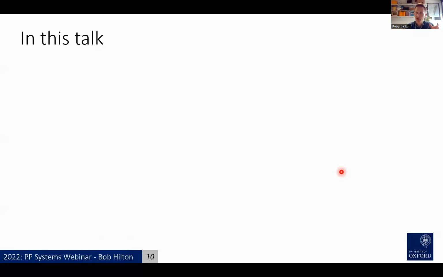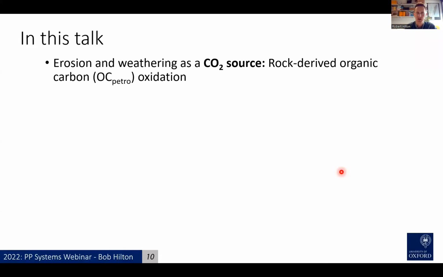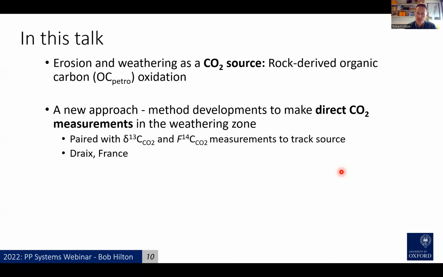So in this talk, I'm going to have three main themes for about half an hour. I'm going to talk about this release of CO2 as we weather these rocks. But a key thing that we've been struggling with is how do we actually measure this, and how do we actually get the measurements we need to understand the process? And that's what most of this talk is going to be about, a bit of a backstory about how we were thinking about this and some of the technical challenges we had to do this.